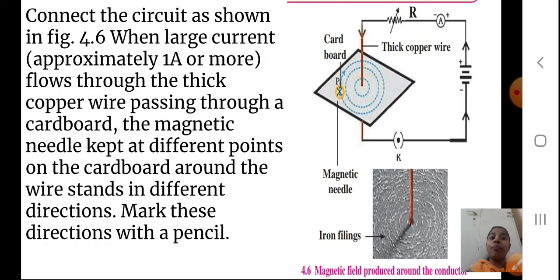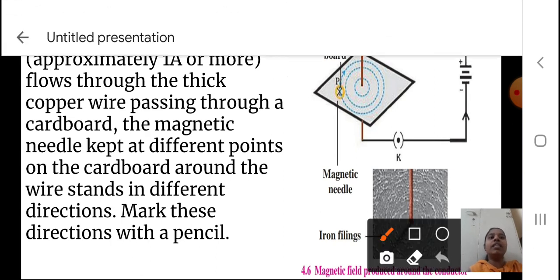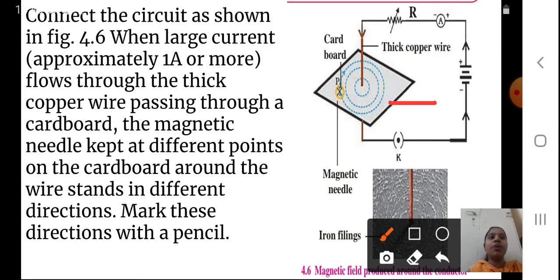Next, we will see one more experiment to study the magnetic field produced around a conductor. For that, connect the circuit as shown in figure 4.6. A large current, approximately 1 ampere or more, flows through the thick copper wire passing through a cardboard. You can see this is my cardboard and a thick copper wire is also there. The magnetic needle kept at different points on the cardboard around the wire stands in different directions. Mark these directions in pencil.